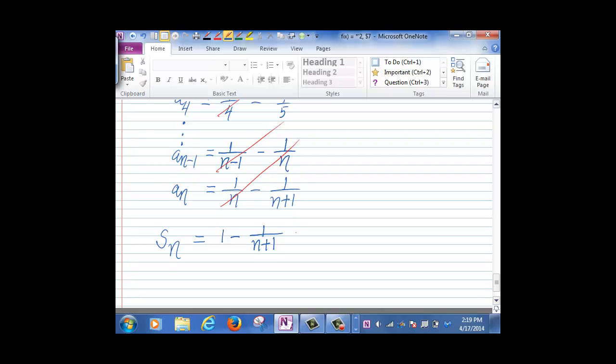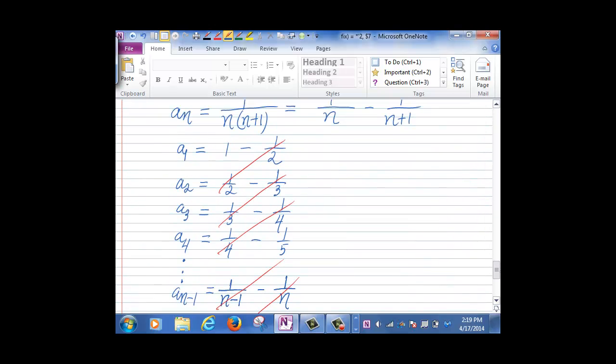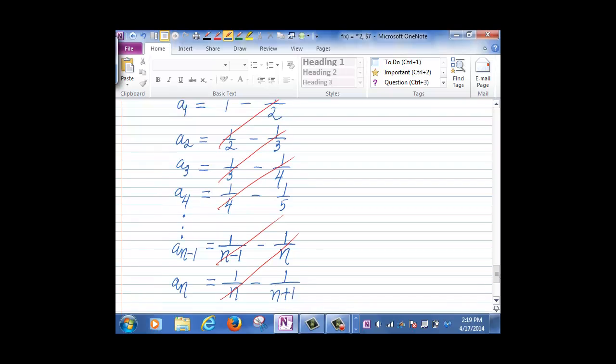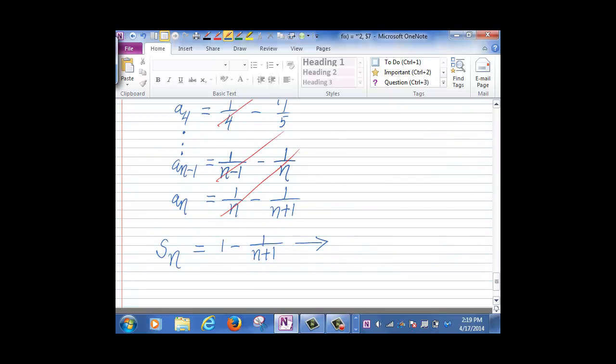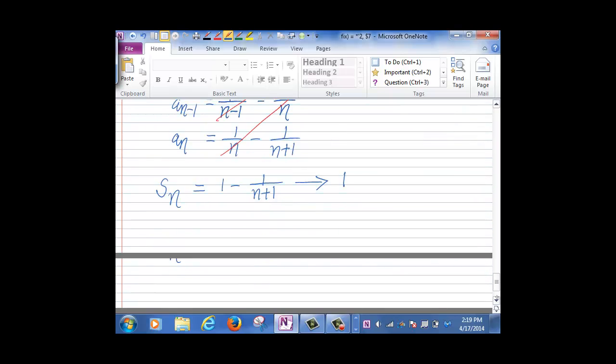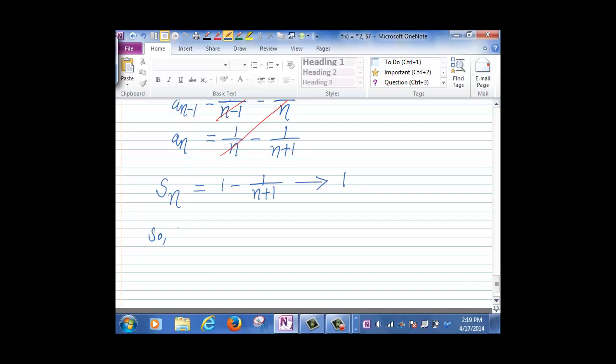And what's the limit of this guy? Any questions? And the limit is what? 1. So we could say that the series n going from 1 up to infinity of 1 over n times n plus 1 is exactly 1.